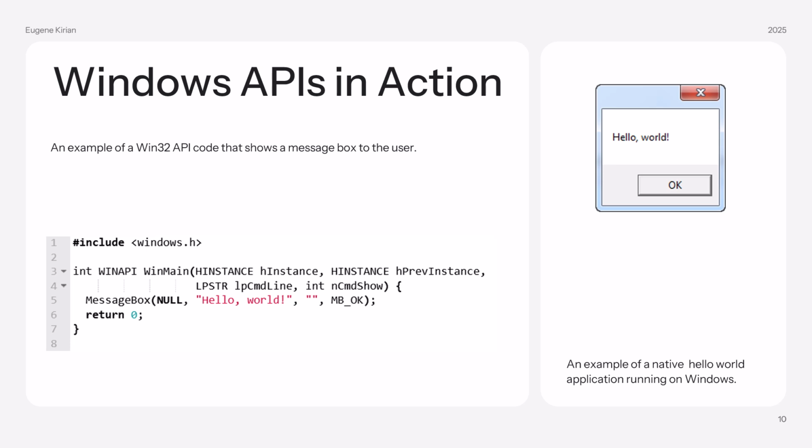Let's see the Windows API in action. This C program is a simple Hello World example that uses the Win32 API to display a message box. As you can see, the code calls the message box function, which is a part of the Win32 API, to show the familiar Hello World message. And here is the result, a Windows message box popping up with our message. This is a native Windows application built using the Win32 API, which gives us a glimpse into how Windows apps are built from the ground up. And with such understanding, they can be reverse engineered as well.